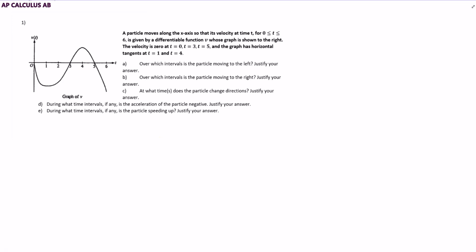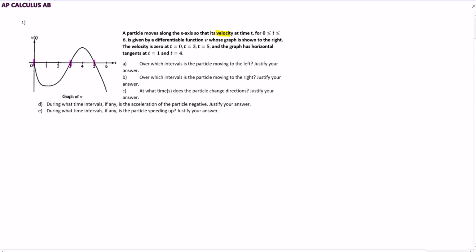So here we go. A particle moves along the x-axis so that its velocity, right, we're given velocity at time t between 0 and 6 is a differentiable function v whose graph is shown to the right. The velocity is 0 at t equals 3. I'm showing this. At t equals 0, so the velocity is 0 here. At t equals 3 and at t equals 5. We can see that on the graph.